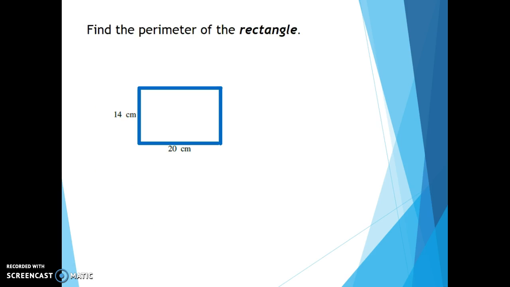Find the perimeter of the rectangle. You're given the length and the width, so complete the other sides and then add. 68 centimeters.